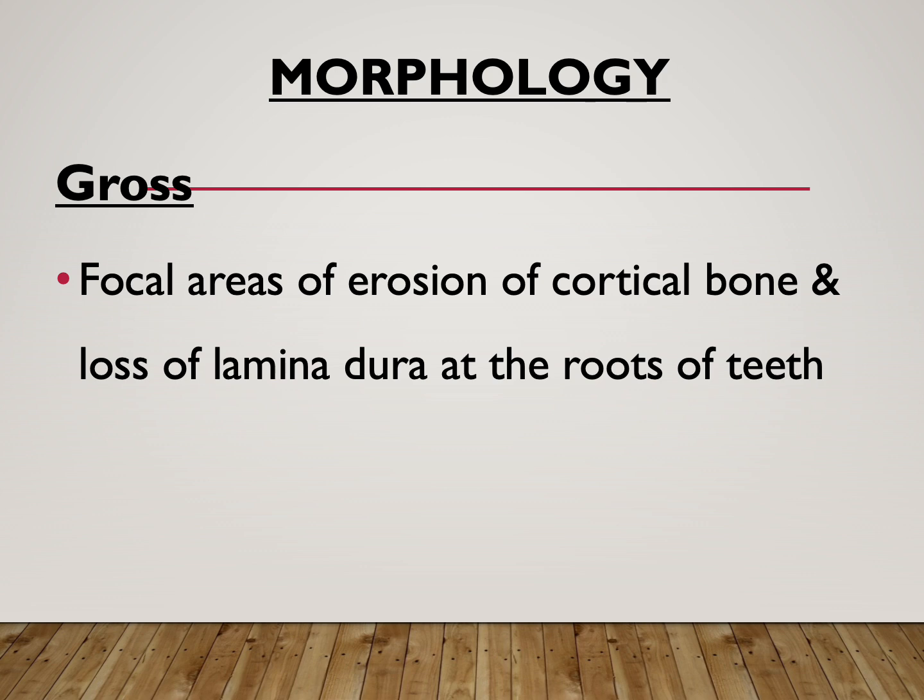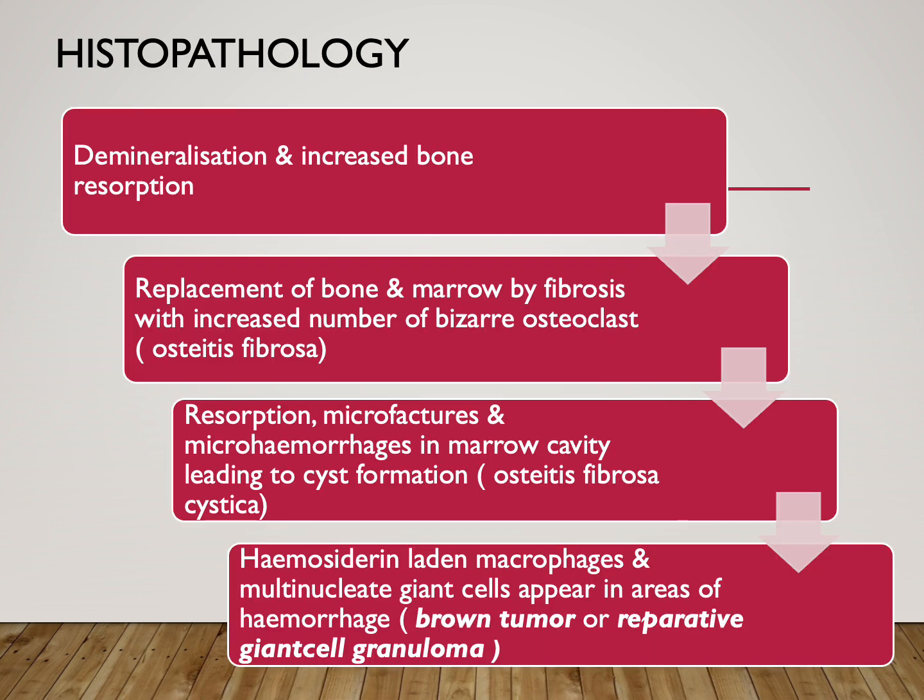Next we will see the histopathology. In histopathology, there are mainly four main steps. First is demineralization and increased bone resorption. That will lead to replacement of the bone and marrow by fibrosis with increased number of bizarre osteoclasts. That stage is known as osteitis fibrosa.